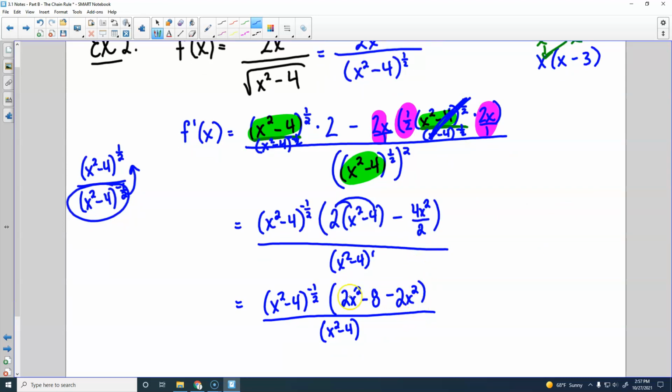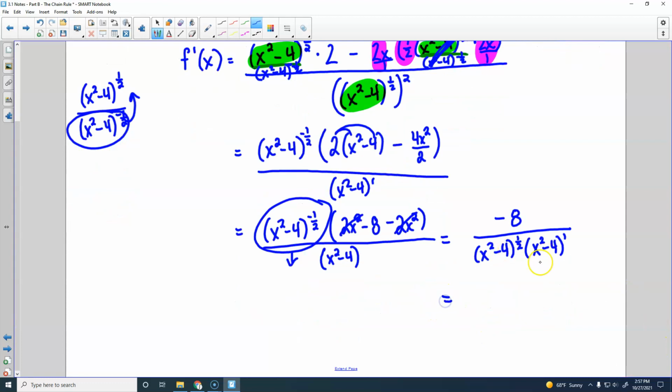And so these 2x squareds are going to cancel. And if we move this stuff with the negative exponents back down to the bottom, I'm going to show every single step just so you follow my logic, but I probably wouldn't write this if I was just doing the problem. So in the top, all I've got left is that negative 8. In the bottom, I've got x squared minus 4 to the 1/2, and I got an x squared minus 4 to the first power. So what will I get when I combine those in the denominator? Yeah, I'm going to write it this way first, x squared minus 4 to the 3/2, because sometimes you'll see it just written like that, and then sometimes they'll change it back to the root.